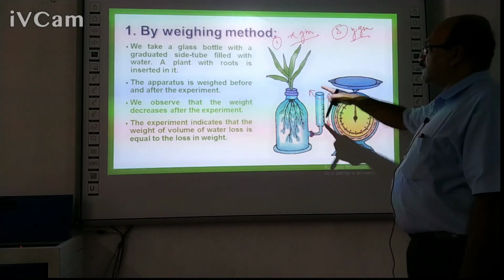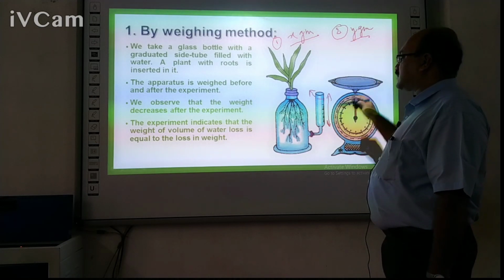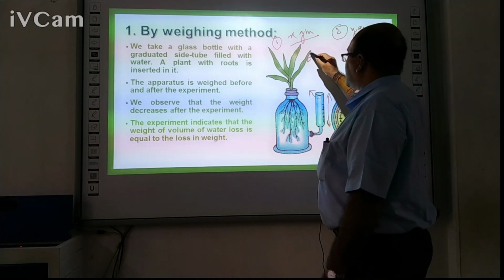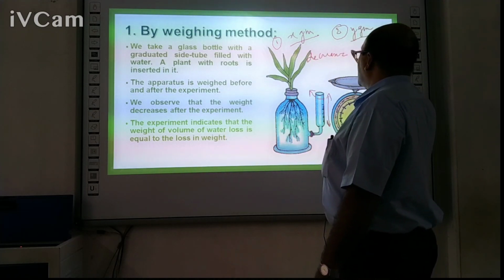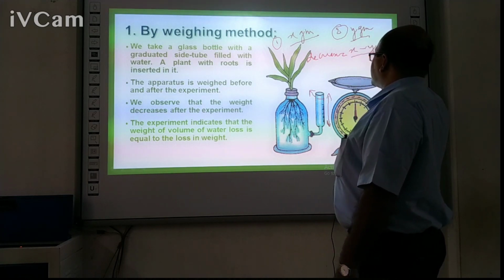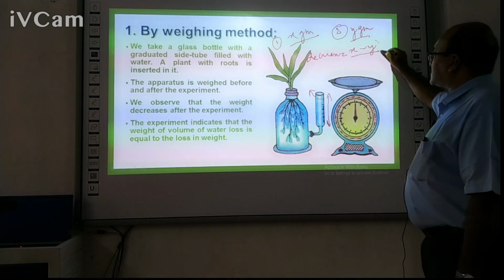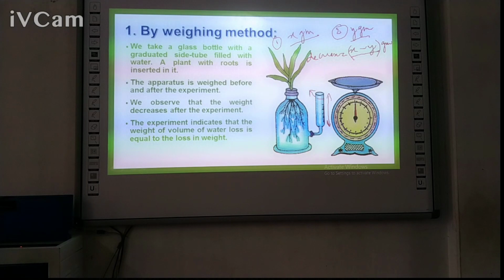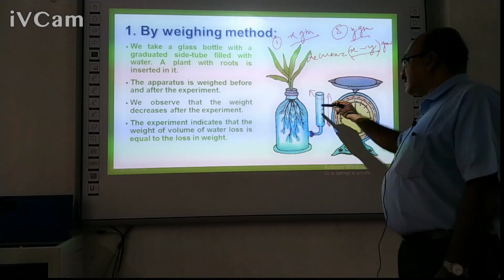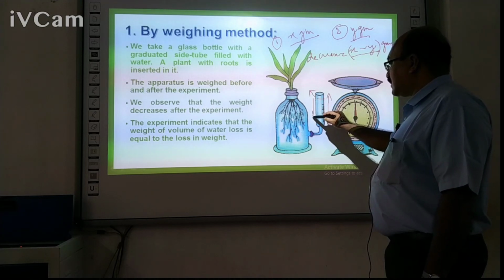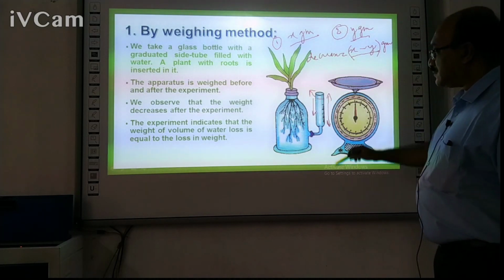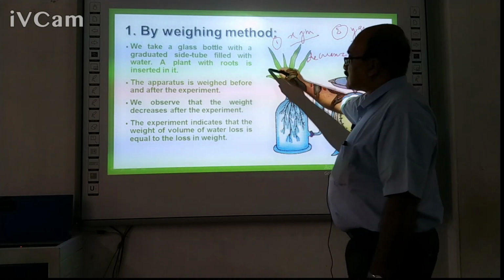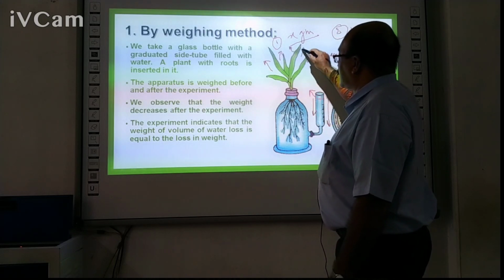Now what will we observe? We will observe a decrease in the weight of the whole setup. The decrease is x minus y gram. In the graduated stem also we will find that the level of water has come down. That shows that the twig has absorbed the water and water is lost from the leaves by transpiration.